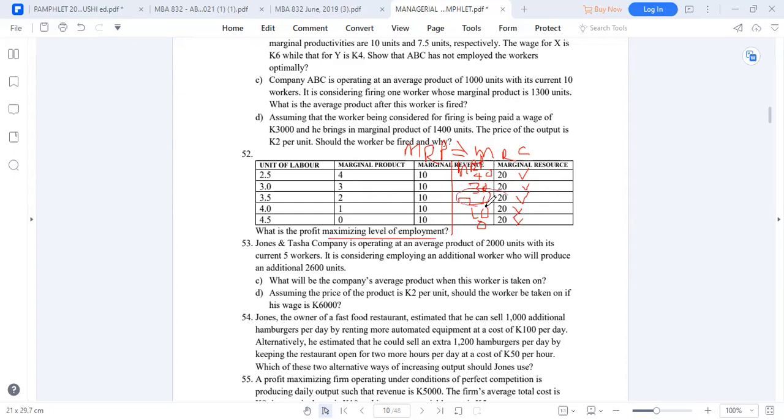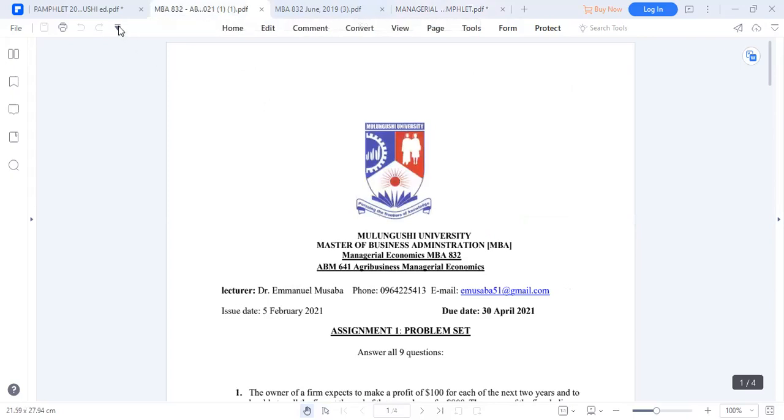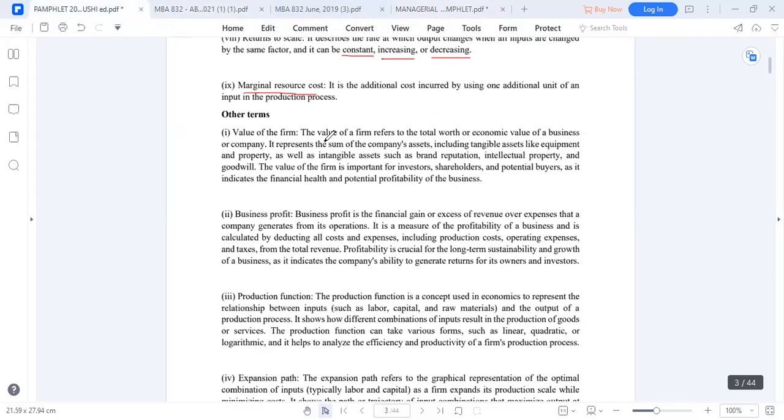We look at the point where marginal resource cost and marginal revenue product are equal. So how many employees are we going to look at? 3.5 employees. So this is the output where we're going to maximize our production. Are we together? Yes. Right.